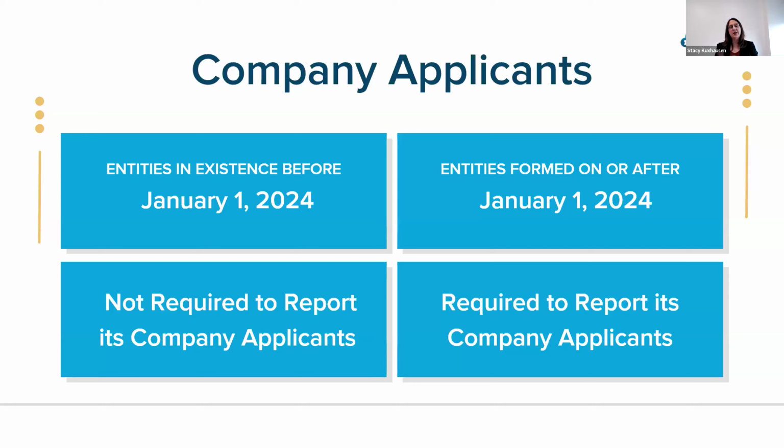And there are some dates that determine whether you have to list company applicants. If your entity was in existence prior to 1/1/2024, you are not required to include company applicants. But any entity that was created after 1/1/2024 must include those company applicants.